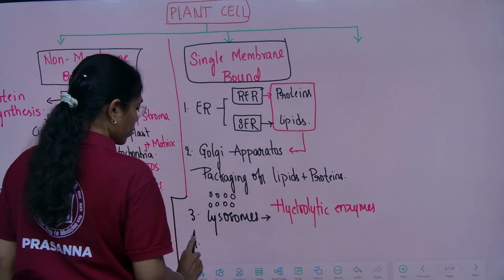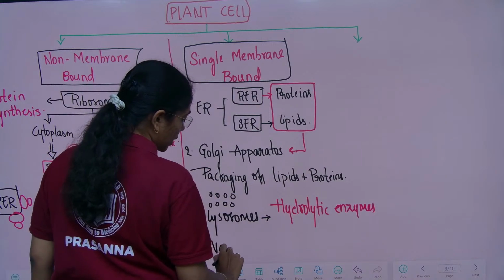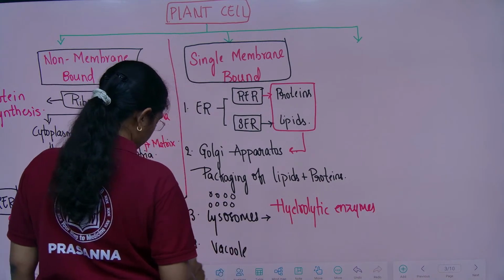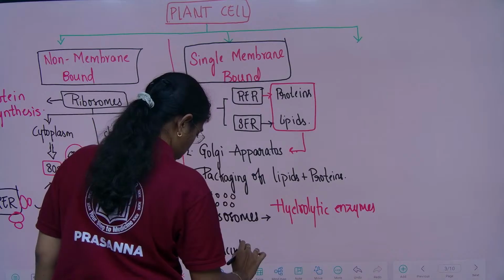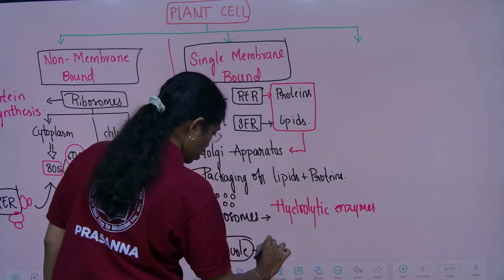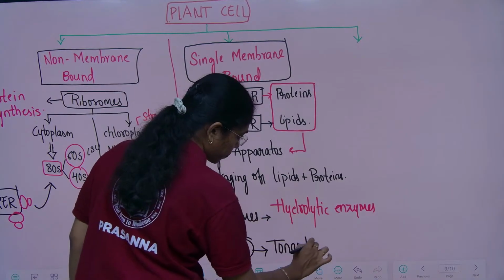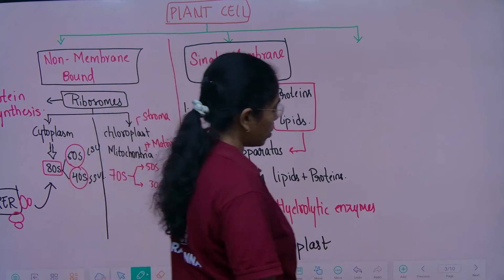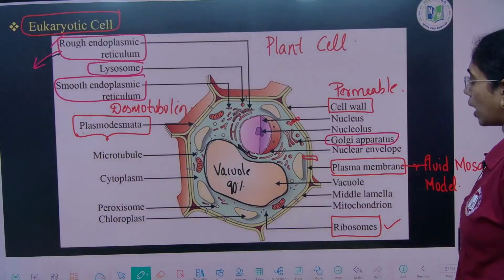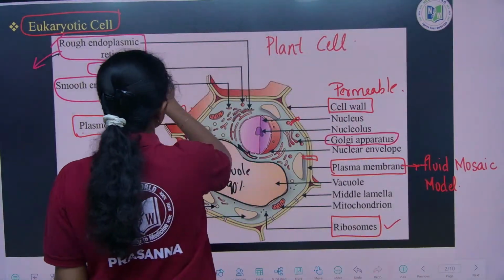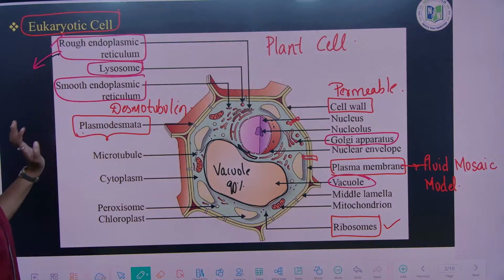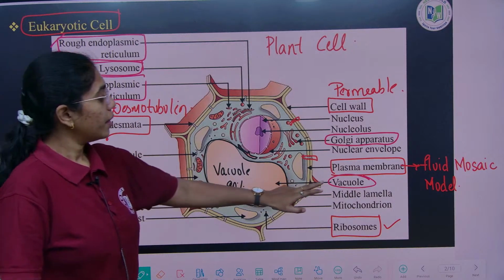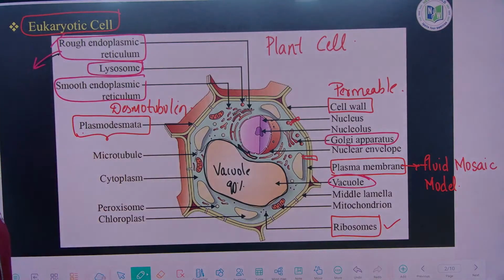Next is the vacuole, which occupies 90% of the plant cell's volume, and this vacuole is covered by the membrane known as tonoplast. Got it right? So, we have looked into the single membrane bound organelles, which are rough endoplasmic reticulum, smooth endoplasmic reticulum, Golgi apparatus and vacuole. Followed by this, we have the cytoskeleton.